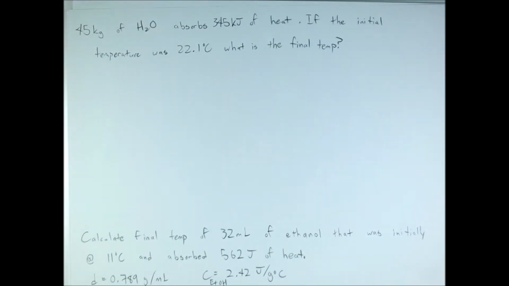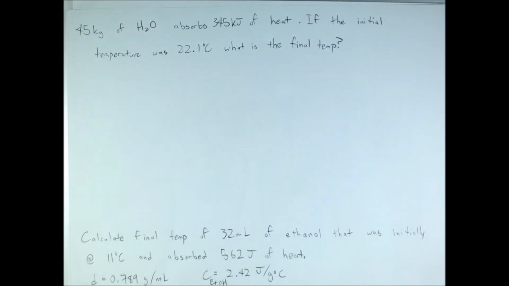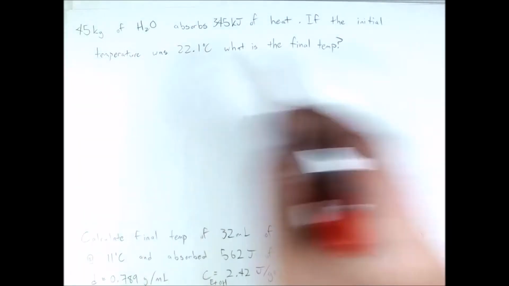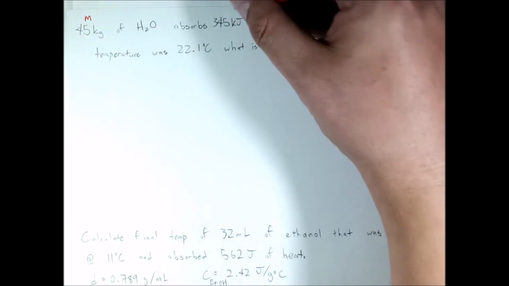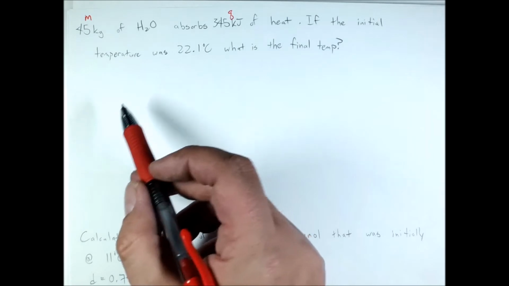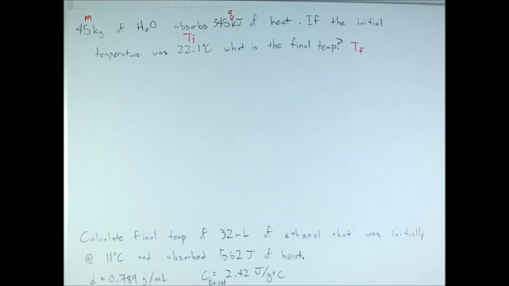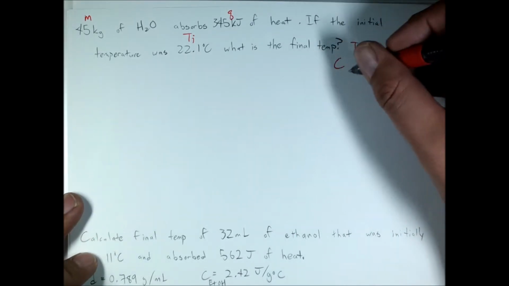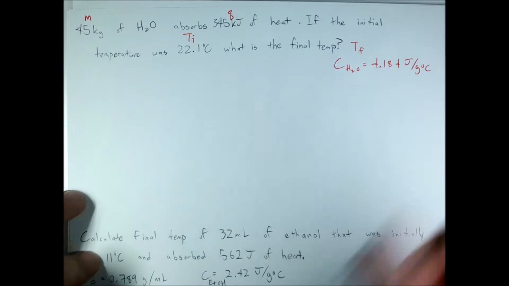So we have 45 kilograms of water. It's absorbing this many kilojoules of heat. And we're being told what is the initial temperature, and the question is asking us what is the final temperature. So the algebra here is a little bit different. So I want to go ahead and label some variables here. So this is M. This value here is Q. This value here is, notice it's even in the wording here, initial temperature. That is TI. The question is asking us what is TF. And we know what the heat capacity of water is. It is 4.184 joules per gram degree C.